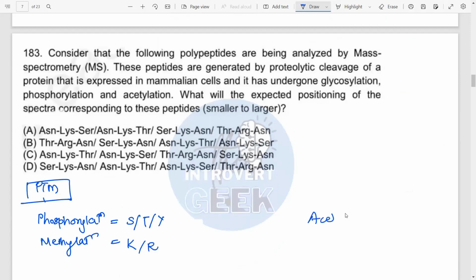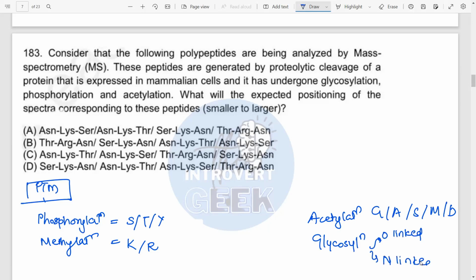Then we have acetylation, which is done at G, A, S, M, B. Okay, glutamic acid, methionine. Then you have your alanine, glycine, etc. Okay, and finally we have glycosylation. Glycosylation is of two types, as we know: O-linked glycosylation and N-linked glycosylation. So the N-linked glycosylation is obviously done at N, that is the asparagine, and the O-linked glycosylation is done at either the serine or the threonine.